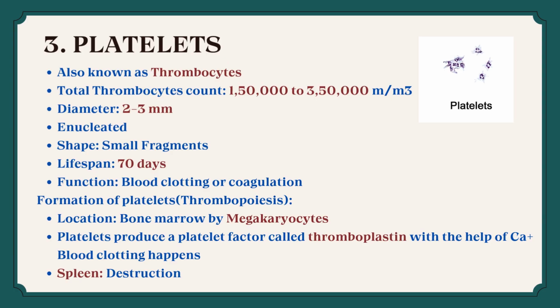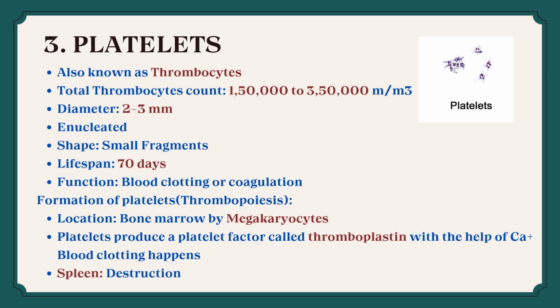At last, platelets. Platelets are also known as thrombocytes. The total thrombocyte count is 1,50,000 to 3,50,000 per cubic millimeter, and it has a diameter of 2 to 3 micrometers. It is enucleated and in small fragments as shown in the picture above. The lifespan of platelets is about 7 to 10 days and they get destroyed by the spleen, same as RBC and WBC. The main function of platelets is blood clotting or coagulation of blood.